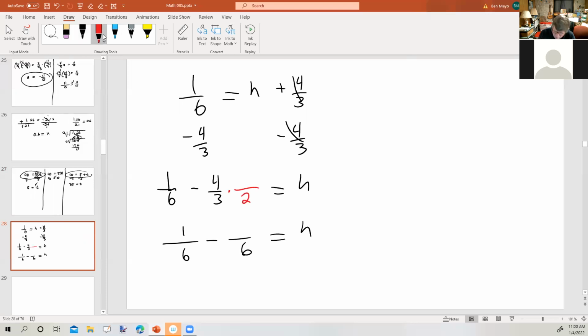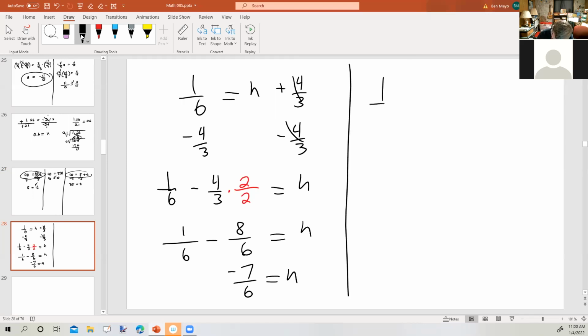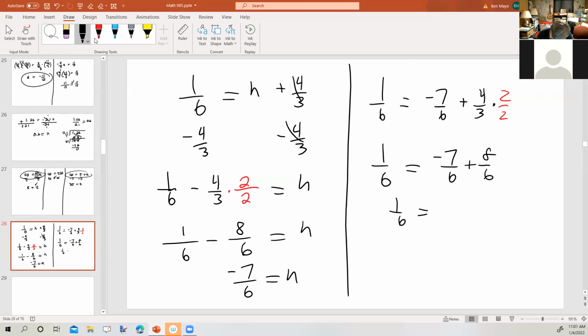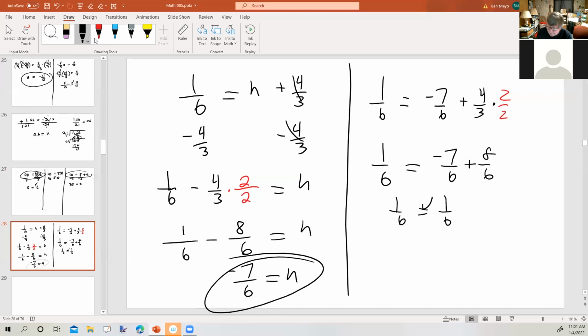4/3. I'd multiply the denominator by 2 to get a 6 in the new denominator. So I'd multiply the numerator by 2 to get an 8 in the new numerator. 1/6 minus 8/6 is -7/6. So h equals -7/6. Let's check our work. 1/6 equals -7/6 plus 4/3. 1/6 equals -7/6 plus, what do we got? 8/6. 1/6 equals 1/6. So it checks.